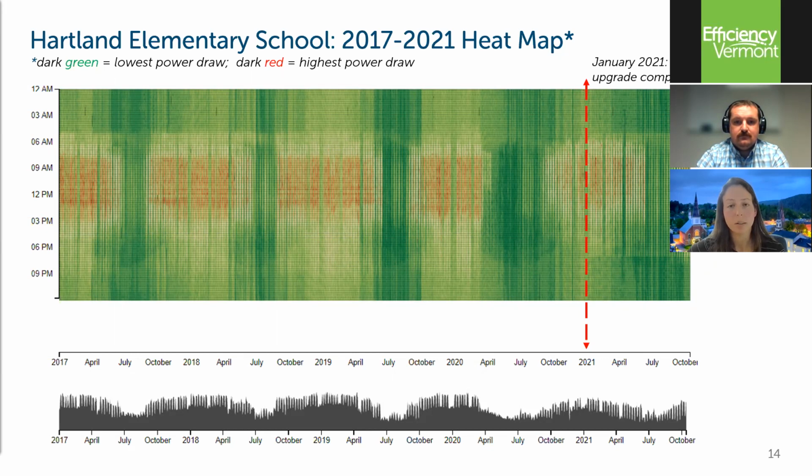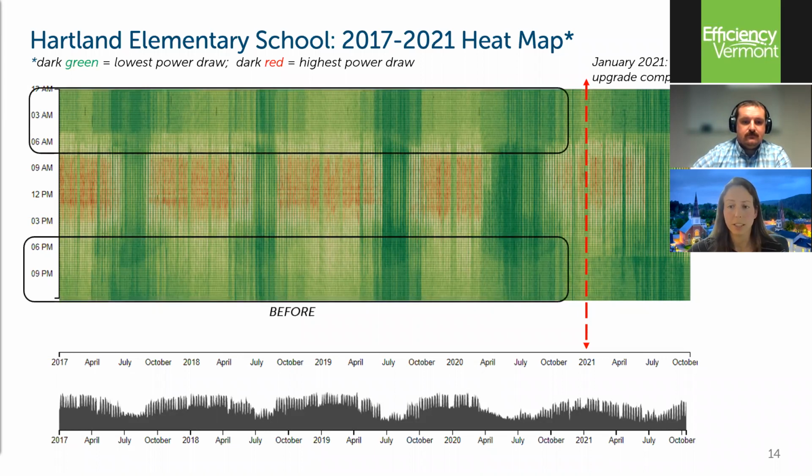Now, Heartland completed their controls upgrade from pneumatics to DDC in January of 2021. As you can see on the heat map, there is a distinct change in power draw during unoccupied times, about 6 p.m. to 5 a.m., when you compare before here on the left of January 2021 and after on the right.